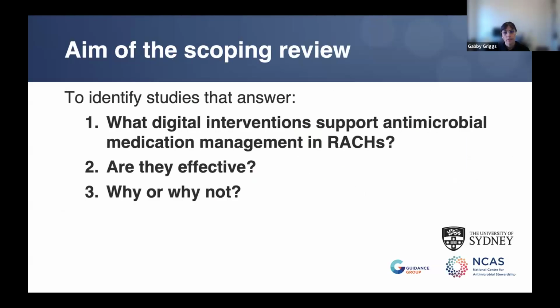The aim of the scoping review was to identify studies that answered the questions: what digital interventions support antimicrobial medication management in residential aged care homes? Are they effective? And why or why not?